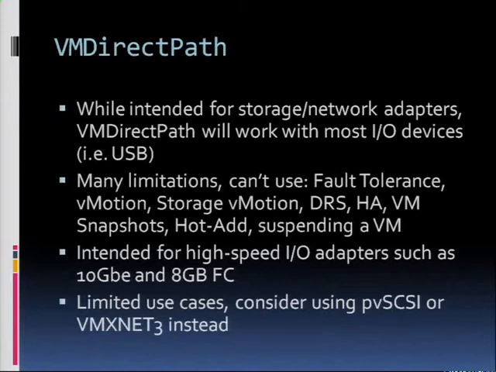It's intended for high-speed I/O adapters such as 10 gig Ethernet or 8 gig fiber channel, where you want to get the maximum amount of I/O you can out to that VM. Limited use cases, and instead of using this feature, there are other features that also provide some extra performance. The para-virtualized SCSI adapter is a new disk adapter introduced into vSphere that provides better performance than the traditional LSI Logic or BusLogic adapters. And for network, the new VMXNet 3 adapter, also new to vSphere, provides better performance than the older VMXNet 2 adapter.